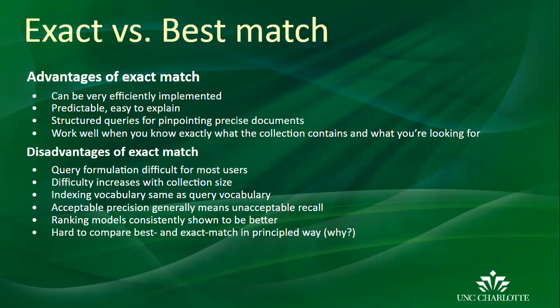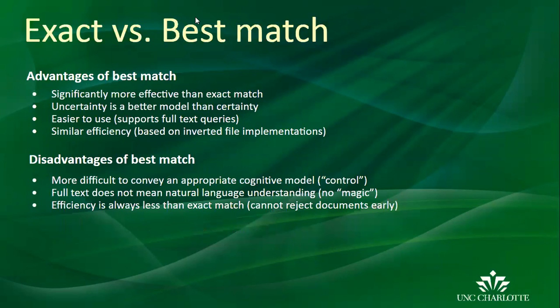And what are the disadvantages of the exact match? Query formulation is difficult for most users, and the difficulty increases as the collection size increases. The indexing vocabulary must be the same as the query vocabulary. Acceptable precision generally means unacceptable recall. Ranking models have consistently been shown to be better, and it is hard to compare best and exact match in a principled way. Now we'll talk about the advantages and disadvantages of the best match.